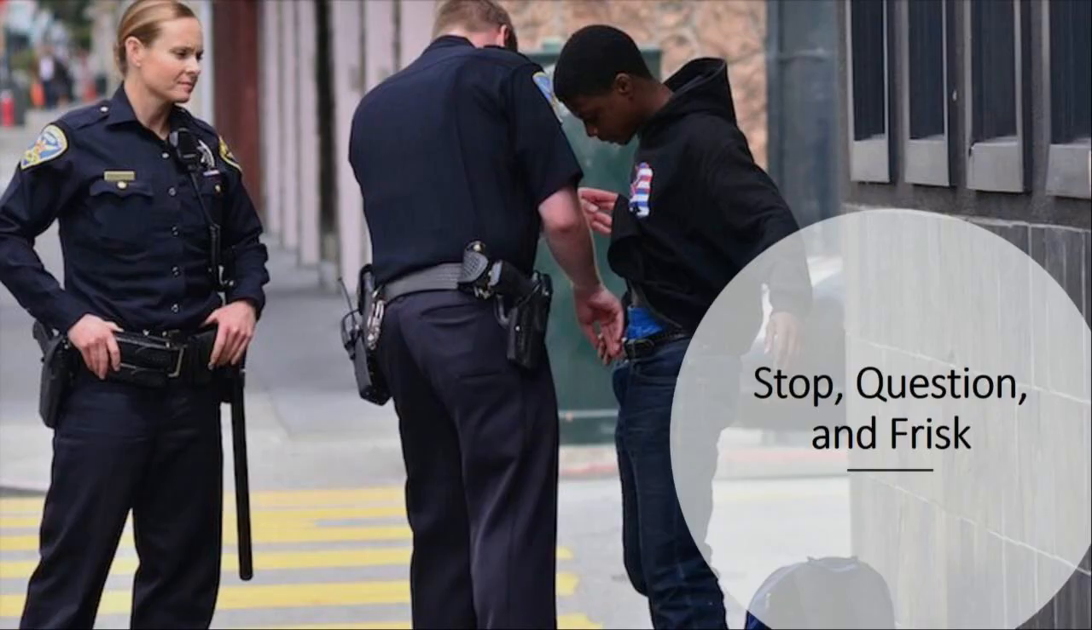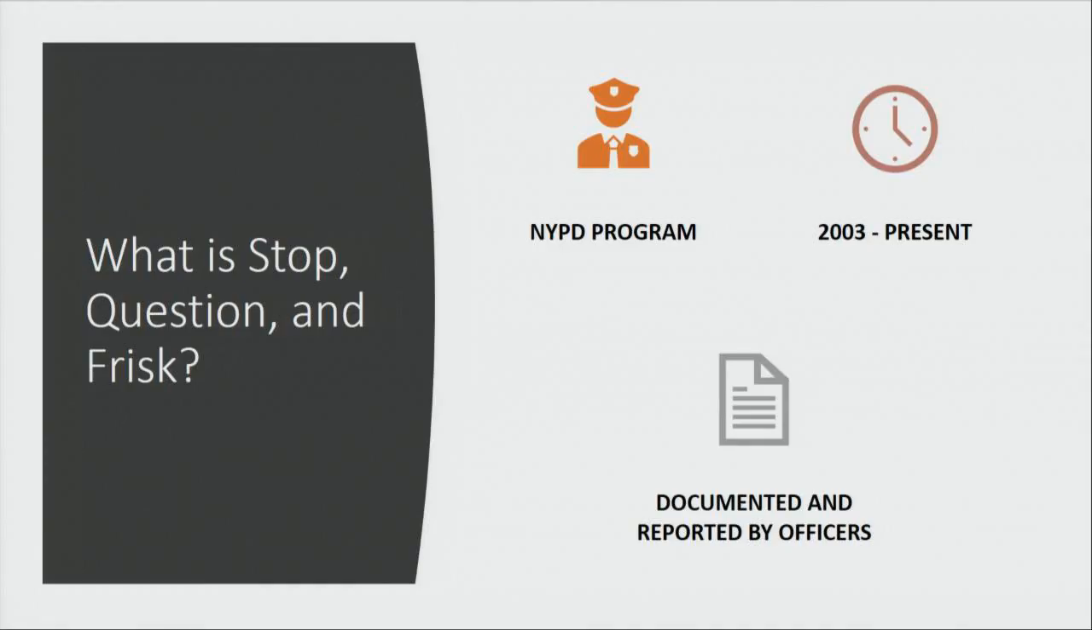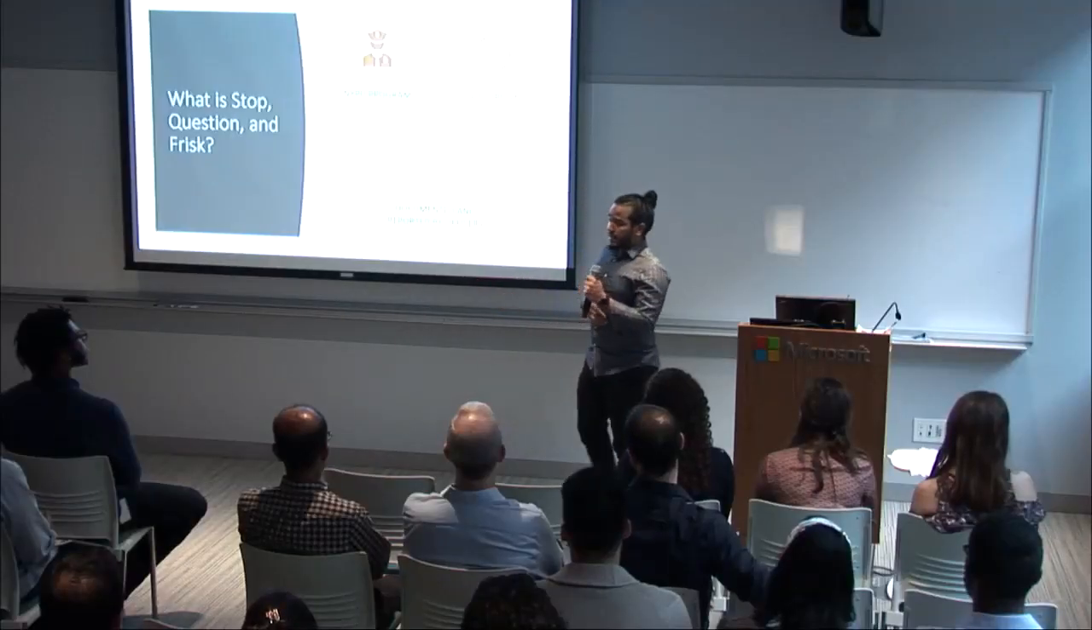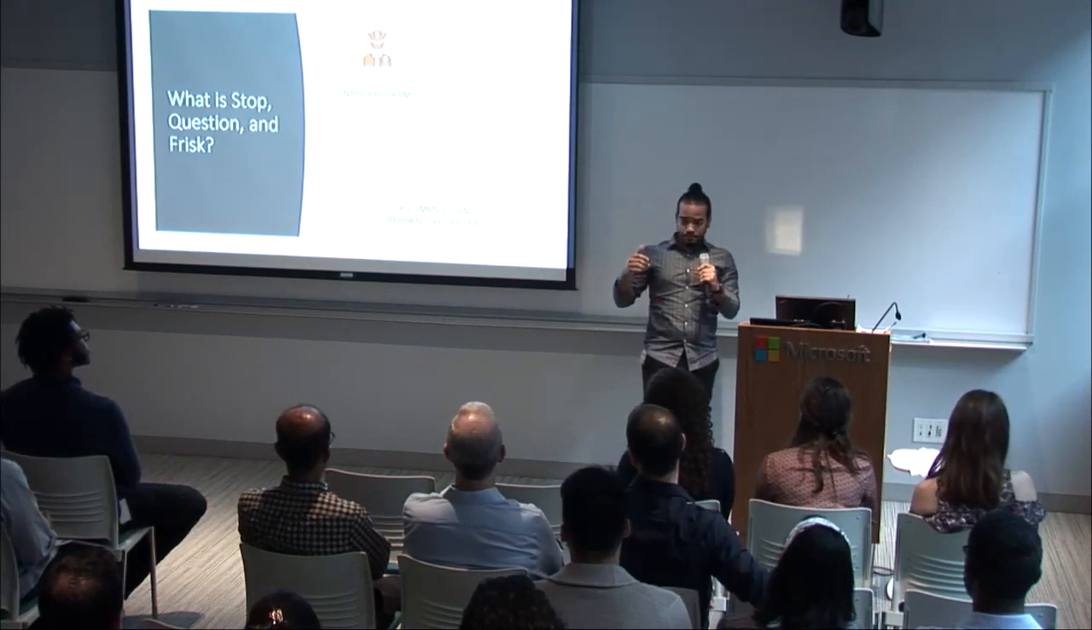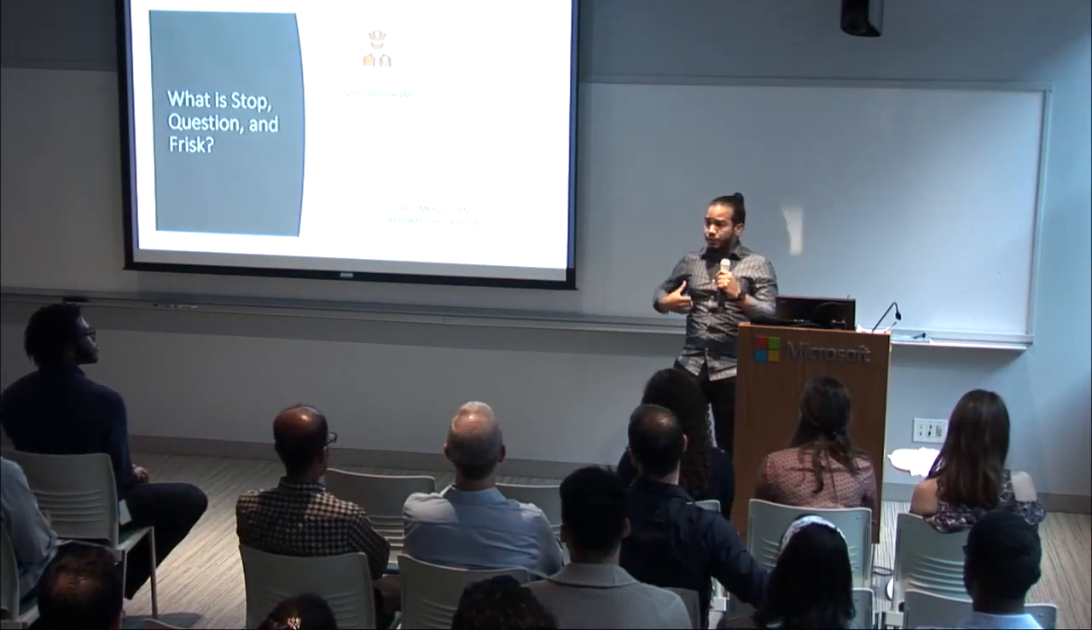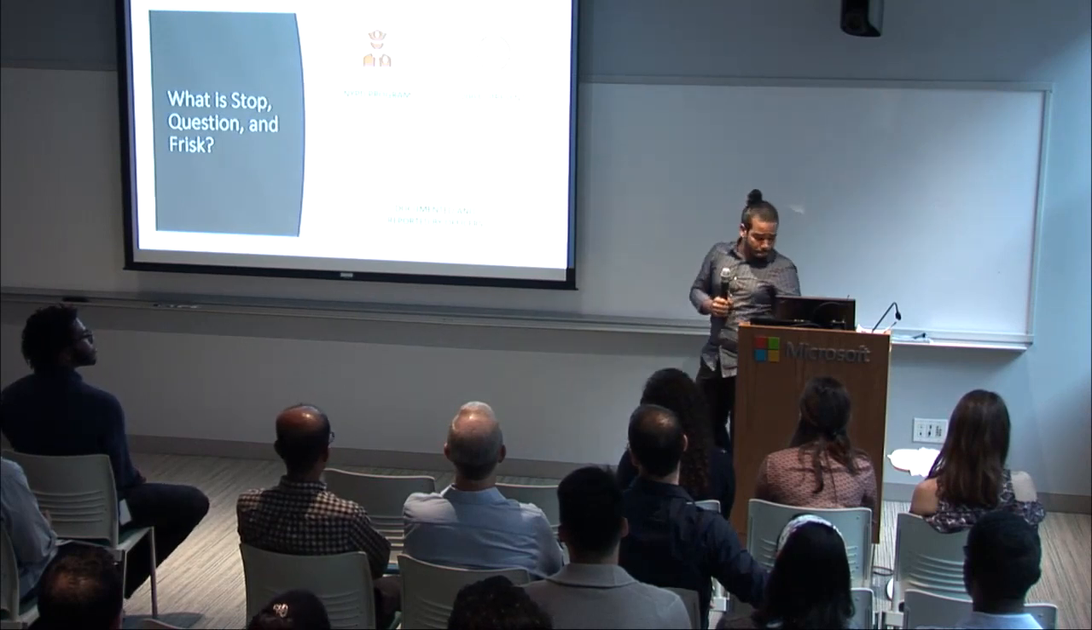Stop, question, and frisk. How many of you know what a stop, question, and frisk is? Pretty nice. Basically, it's an NYPD program that was created back in 2003 and is still ongoing. What is it exactly about? Well, if an officer suspects that civilians are related to criminal activity, they might stop them and question them and probably search the clothing for weapons or contraband. The data is released every year and is available to the public, but keep in mind that this is a one-sided report.